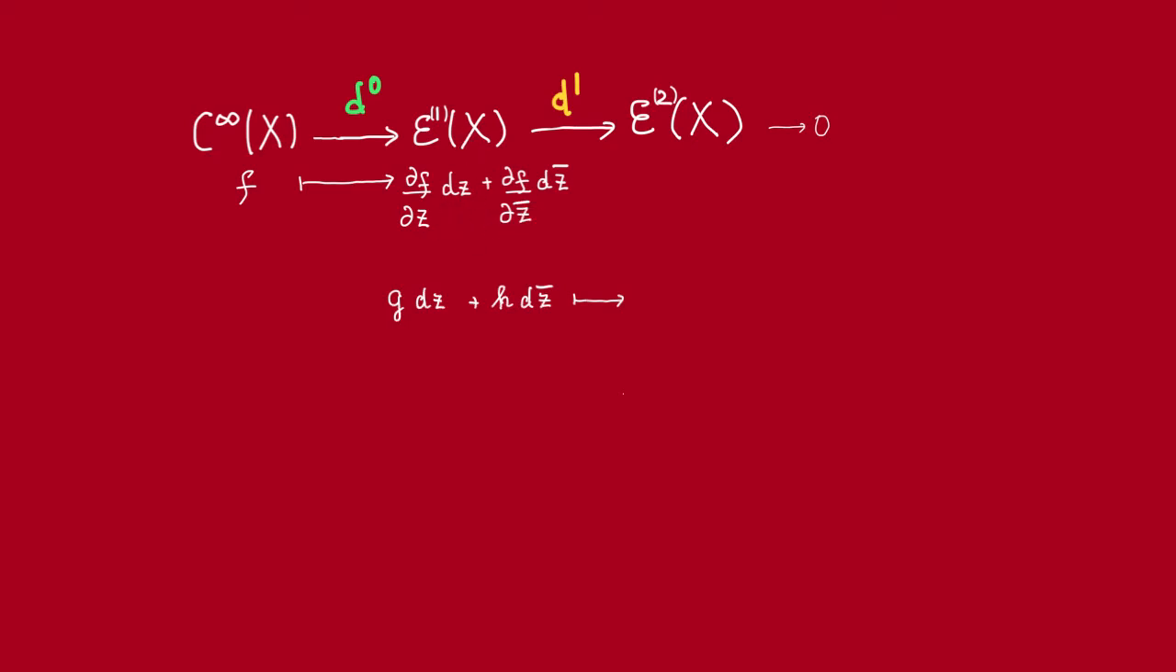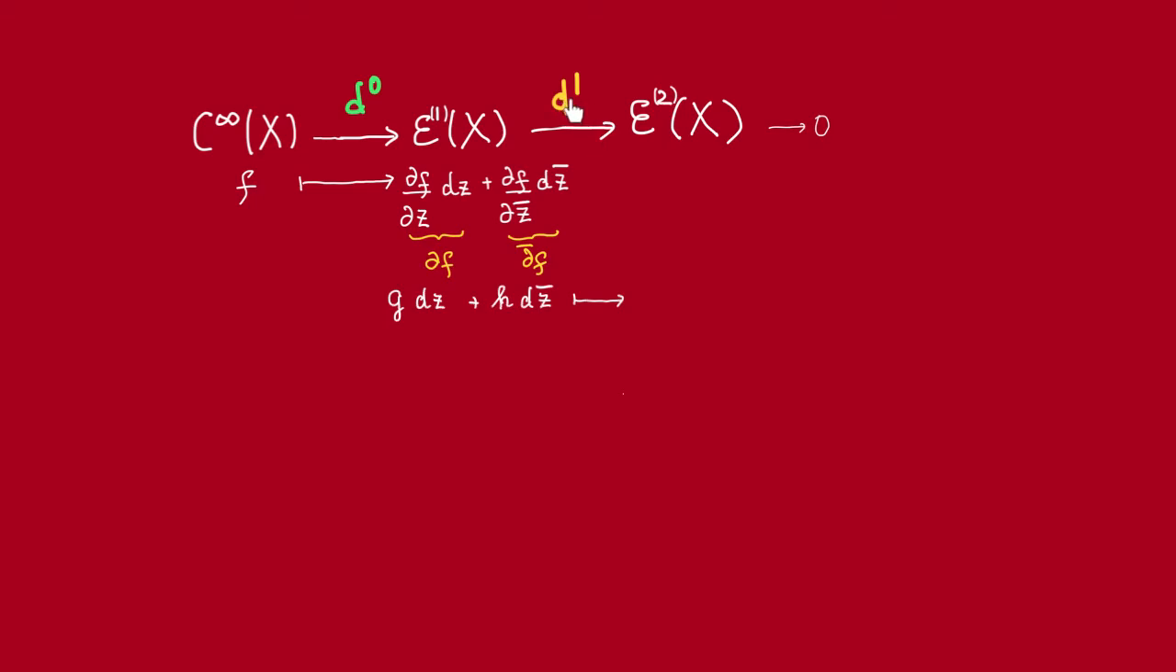And in terms of a local coordinate z, a smooth one form is going to be a linear combination of these one forms with smooth coefficients. Right, so the first map here sends a smooth function to the following smooth one form. In particular, if f is holomorphic, then this part disappears, and so the image of f is going to be a one form of type (1,0).